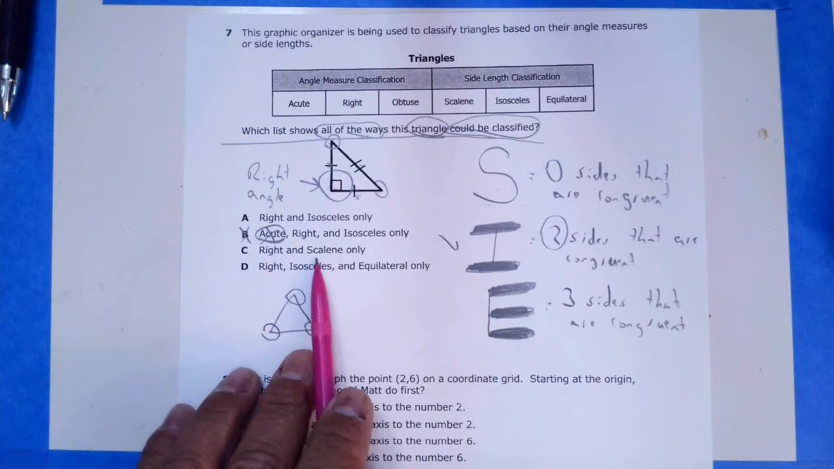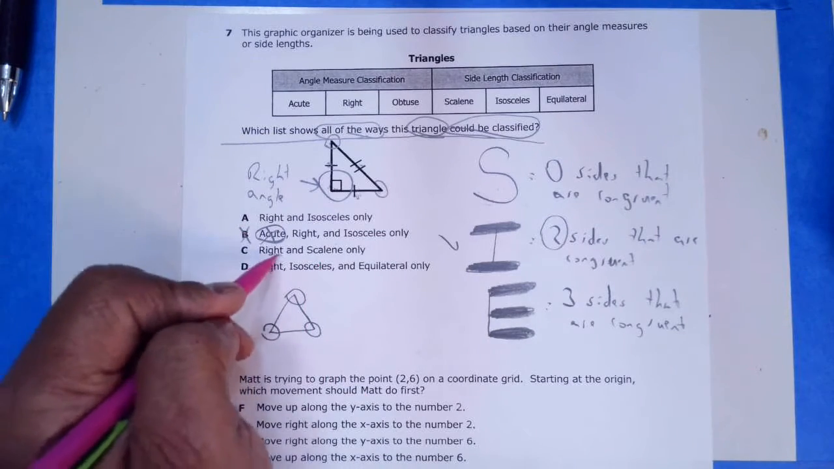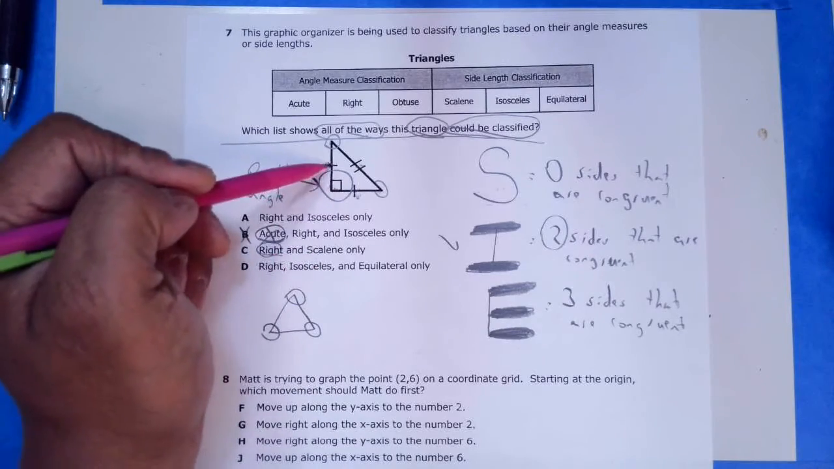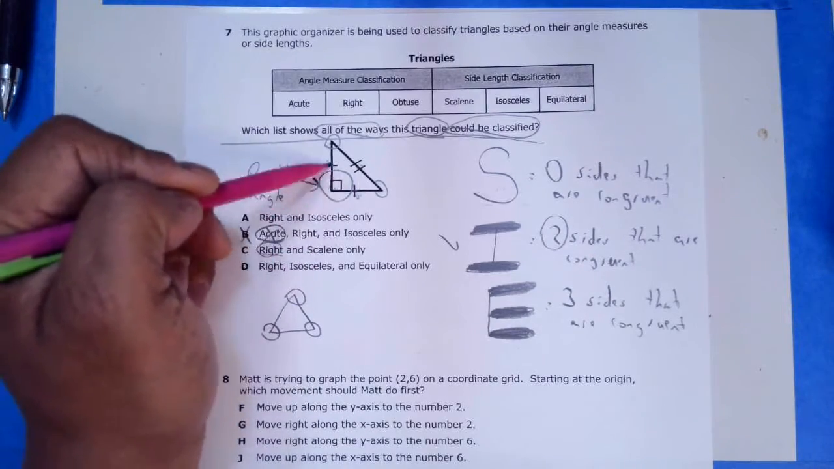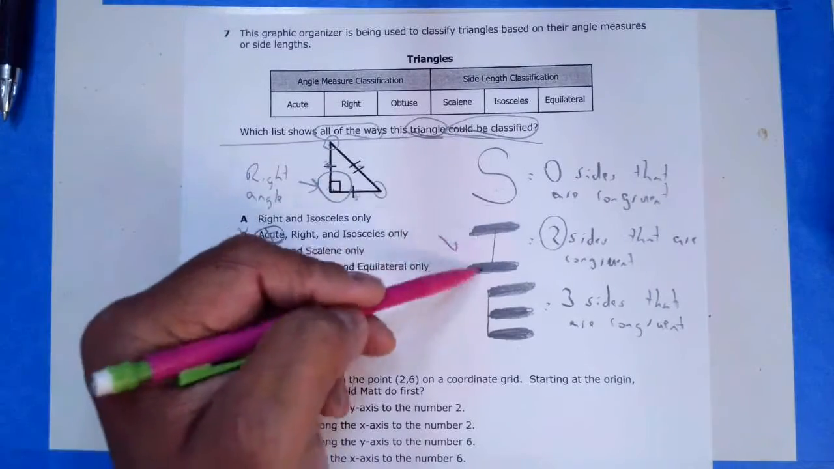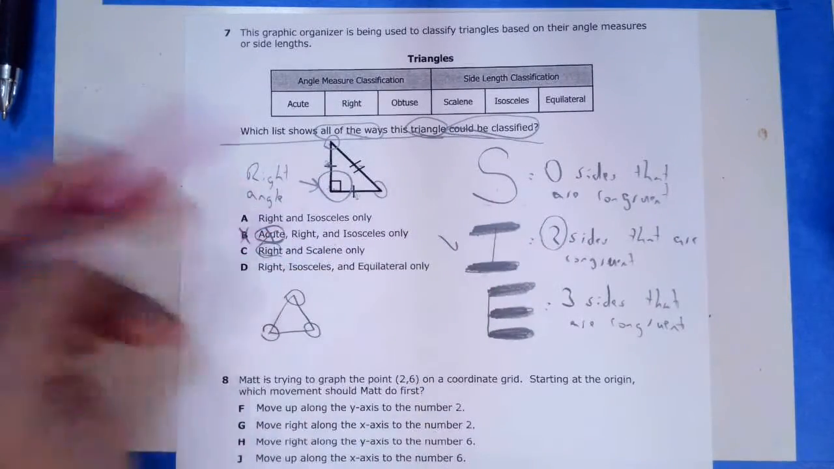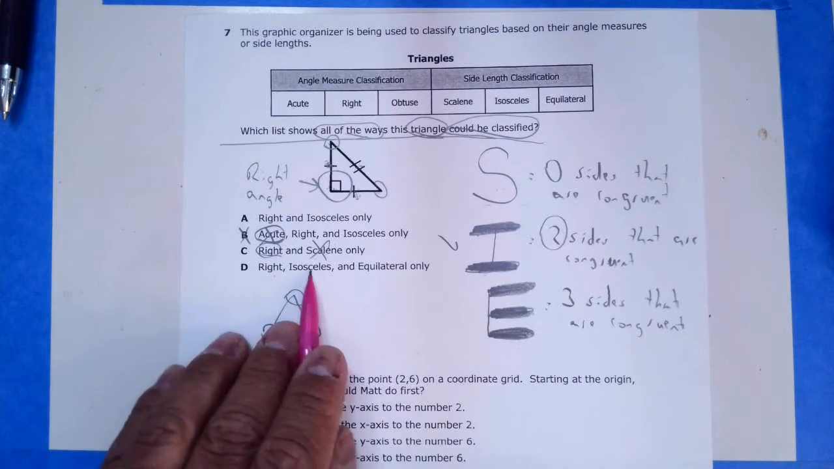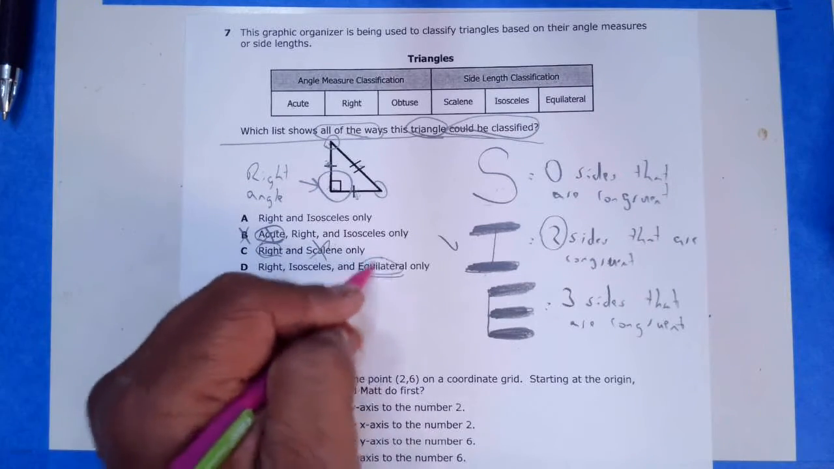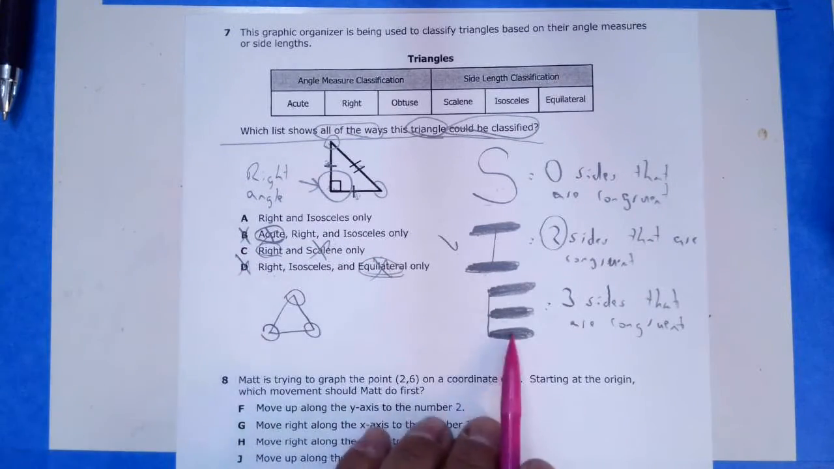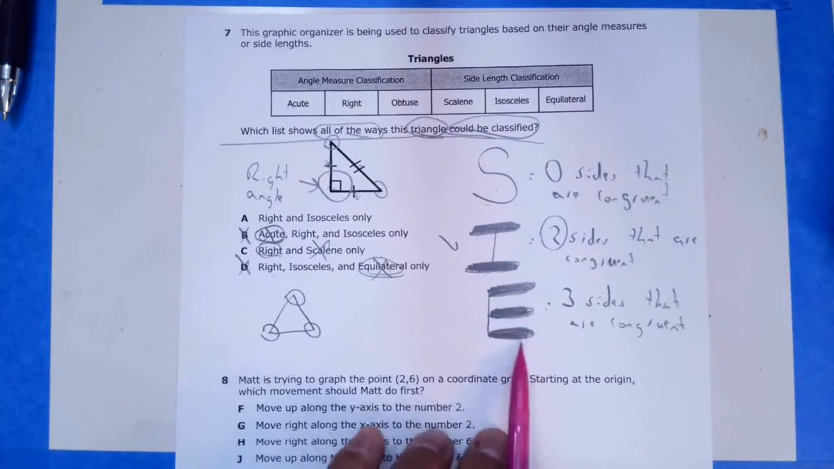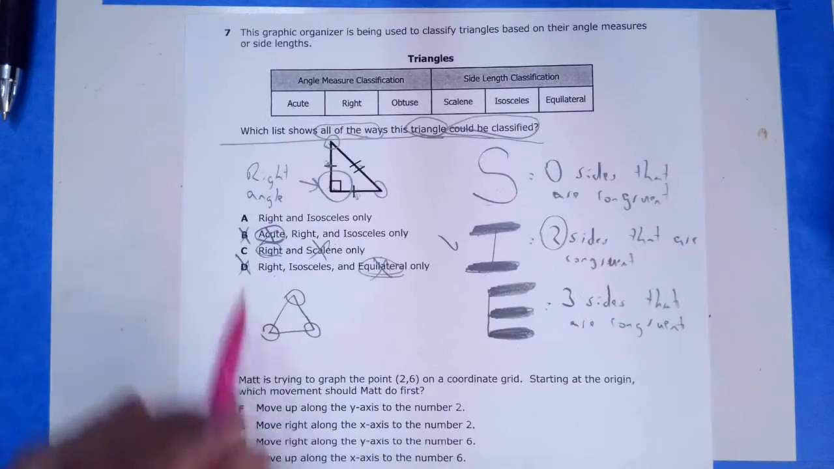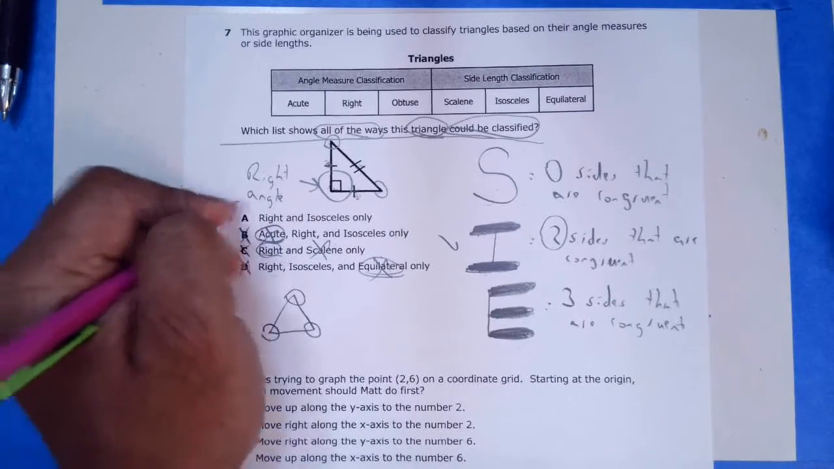Right and scalene? Right? Yes. But scalene? No. Because look, it's an isosceles. These two sides are the same. Two sides that are the same, isosceles. Right, isosceles and equilateral. Equilateral? No. Equilateral means that three sides are going to be the same. We have only two sides that are the same. Answer, A.